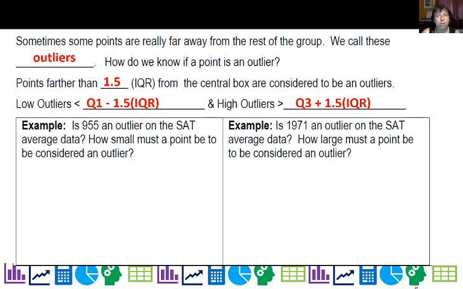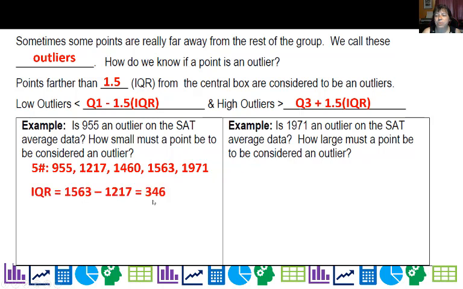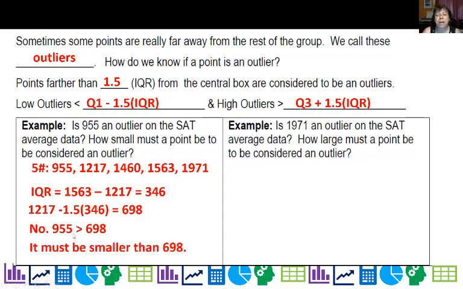So let's go ahead and look at that low point, 955. Is that one an outlier? Well, I went ahead and listed all the data again, just to the 5-number summary, so I can figure out the IQR. IQR would be Q3, which is there, minus Q1. So it's 346. I'm going to take this, multiply it by 1.5, and I have to subtract it from Q1. Q1 is 1217. So it's 1217 minus 1.5 of the IQR, which is 698. So a point has to be smaller than 698 to be an outlier. 955 is bigger. It is not an outlier.